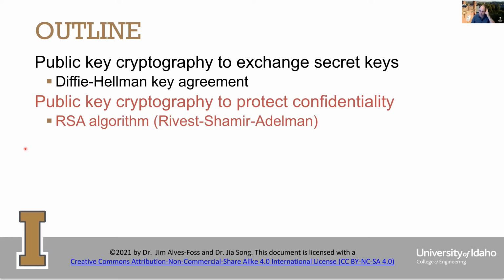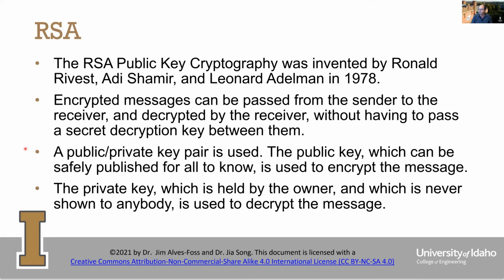So Rivest, Shamir, and Adleman. Ronald Rivest, Adi Shamir, and Leonard Adleman said, hey, let's take this a step further. What we want to be able to do is send encrypted messages from sender to receiver, and the receiver can decrypt it and read it. Anybody else who receives it can't read it. Okay, so that's the idea. And we don't want to have to create this secret decryption key first. We don't want to have to do this key exchange. So it's a different way of solving the same problem.